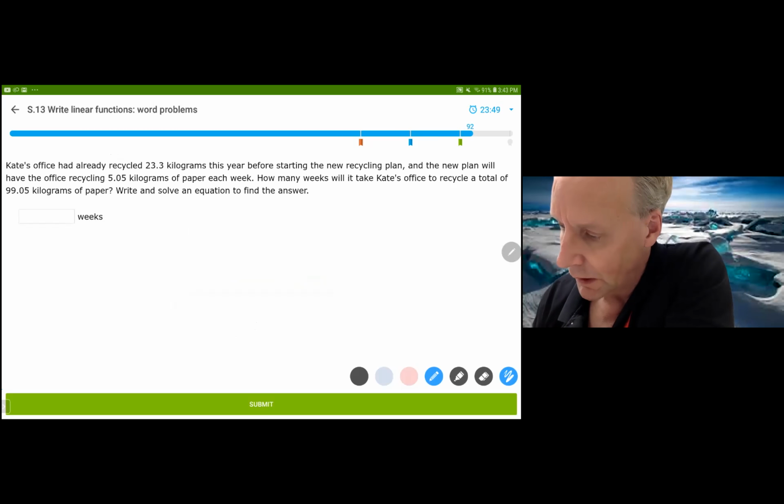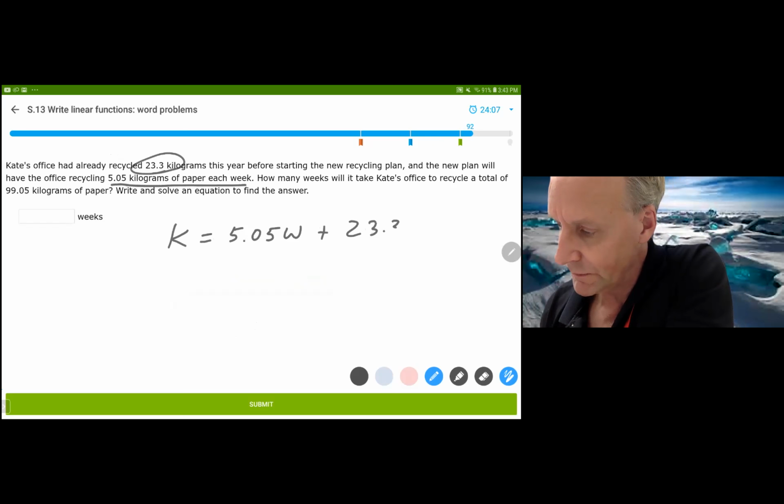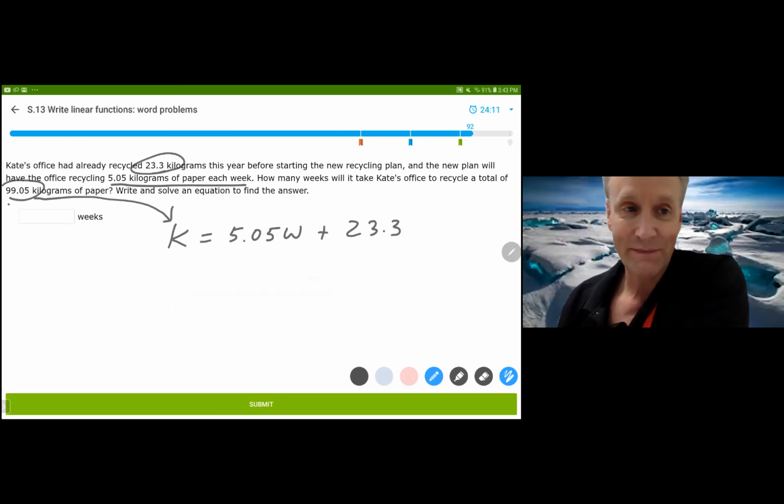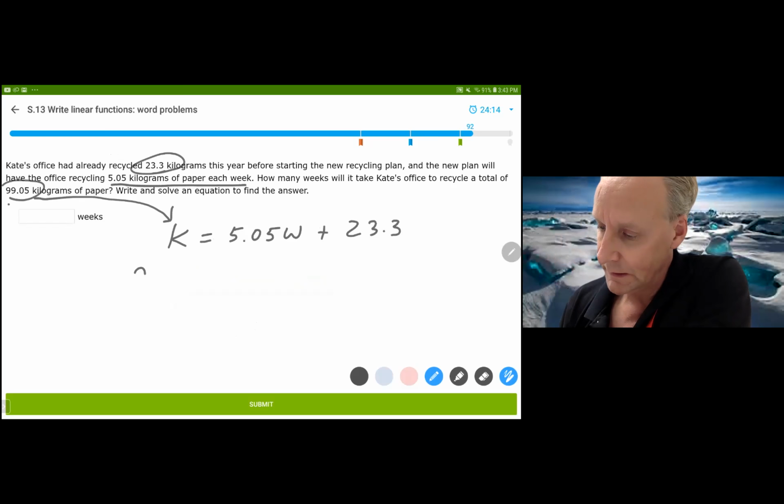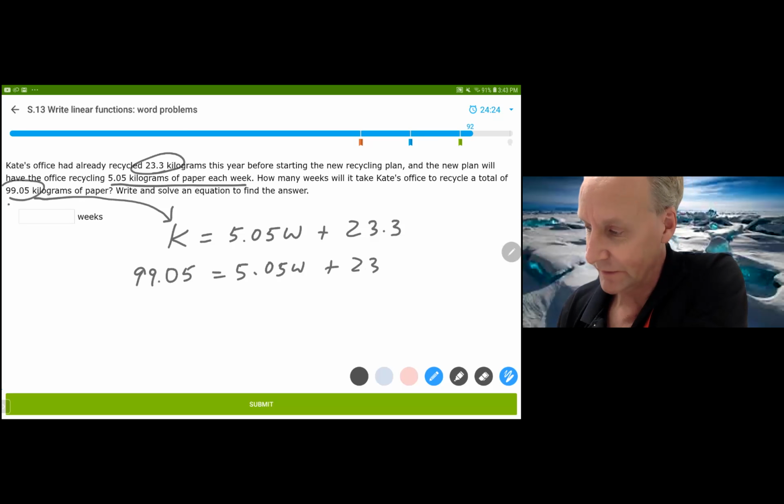All right, so already has 23.3 kilograms. They're going to recycle 5.05 each week. So the amount of kilograms that the office recycles is going to be 5.05 each week plus the original 23.3. And we want to know when will they get to 99.05. That's a really weird number. I guess they wanted to have more than 99 kilograms for whatever reason. Plus, I think they wanted it to work out evenly.